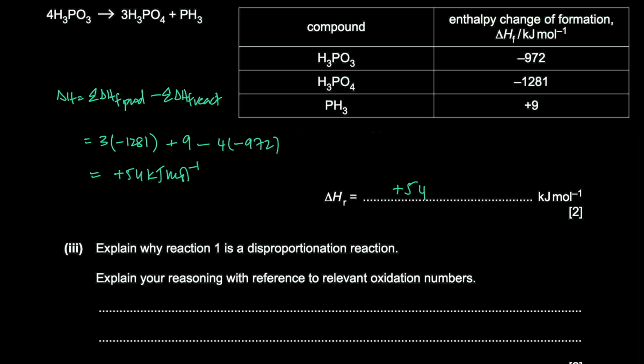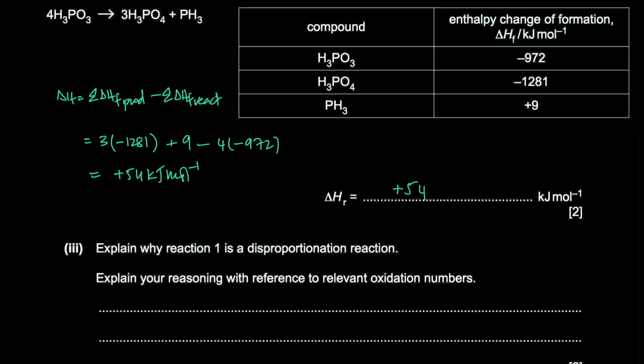Explain why reaction 1 is a disproportionation reaction. Explain your reasoning with reference to relevant oxidation numbers. Now, a disproportionation reaction is a reaction in which a single species undergoes both oxidation and reduction simultaneously. In this reaction, oxygen is -2 throughout and hydrogen is +1 throughout, so it must be the phosphorus that's undergoing disproportionation.